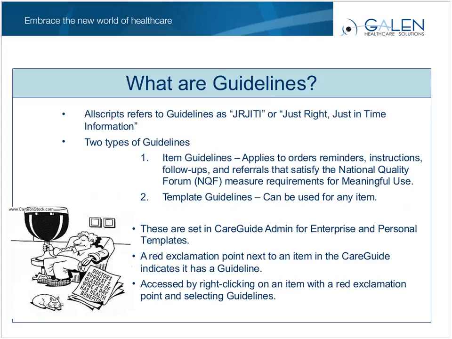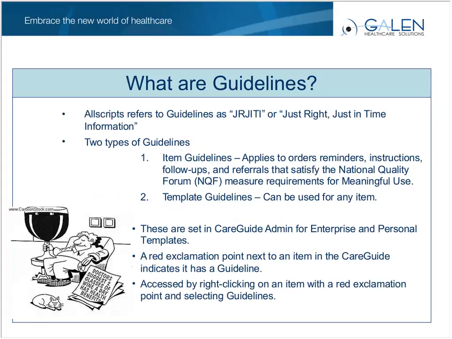Allscripts refers to guidelines as just right, just-in-time information, or JRITI. The information in the guidelines is for the clinician prescribing the medication or order. I'll show you an example of a guideline in just a few minutes. There's two types of guidelines, an item and a template. Item guidelines can be applied to order reminders, instructions, follow-ups, and referrals to satisfy the National Quality Forum measure requirements for meaningful use.